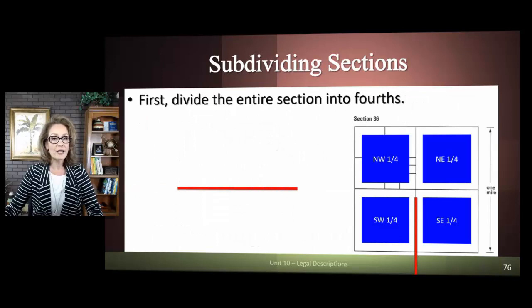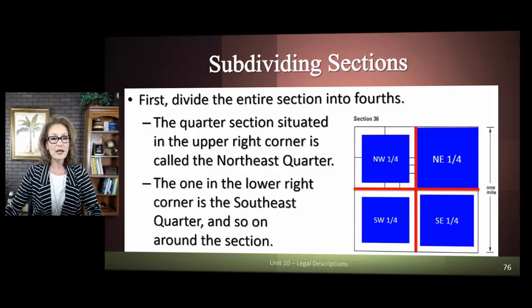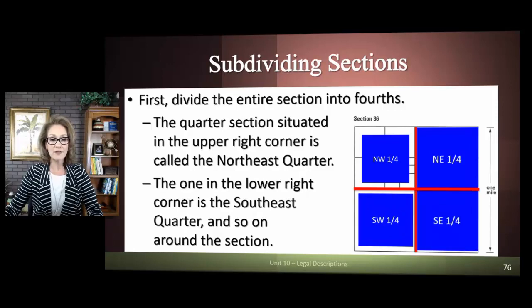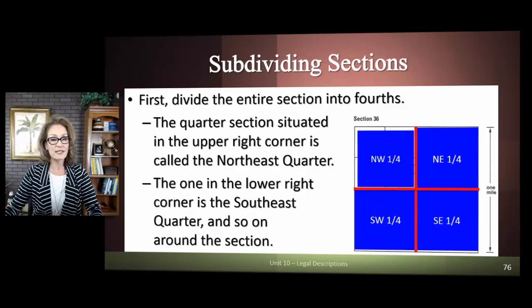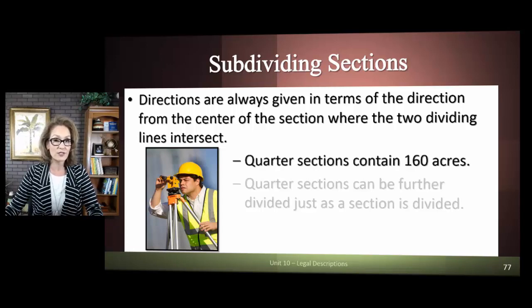First, divide the entire section into fourths. The quarter section situated in the upper right corner is called the northeast quarter. The one in the lower right corner is the southeast quarter, and so on around the section. Directions are always given in terms of the direction from the center of the section where the two dividing lines intersect. Quarter sections contain 160 acres.